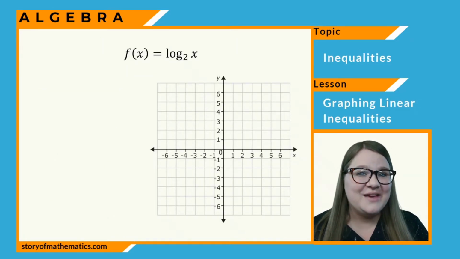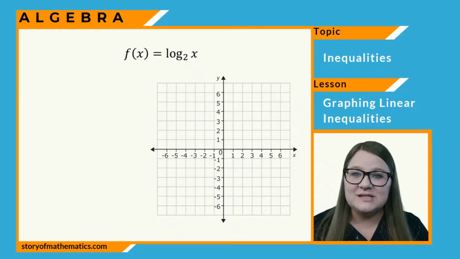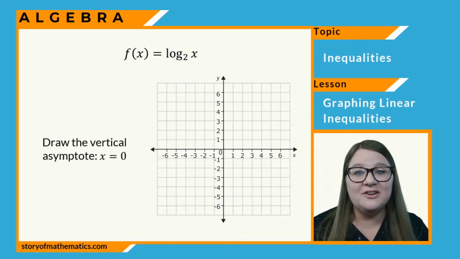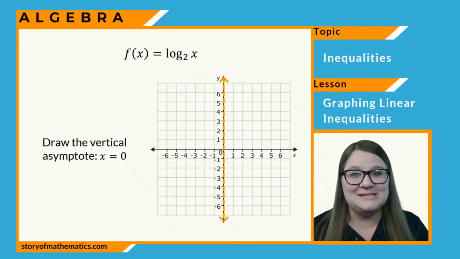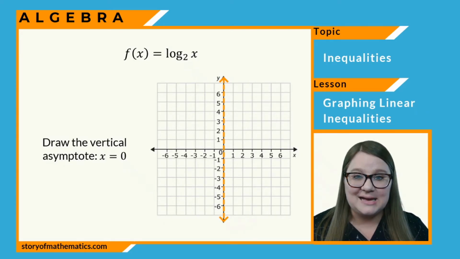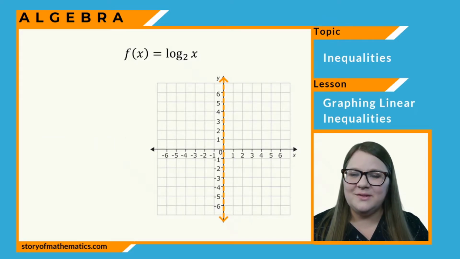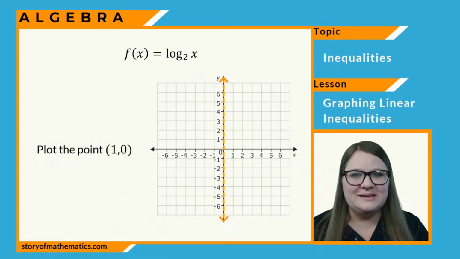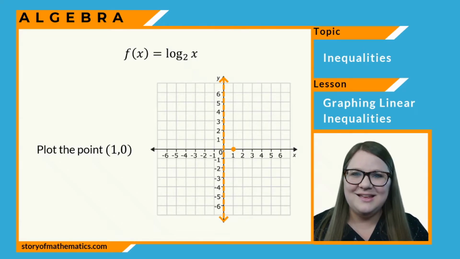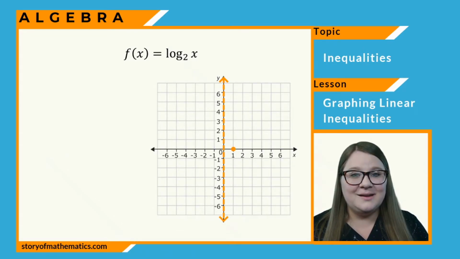Let's take a look at this example. If I have log base 2 of x, the first thing I want to do is graph that vertical asymptote at x equals 0. Notice that I draw this with a dotted line because it represents an asymptote, which means I will not touch it. All right, now I'm going to plot some points. So remember, the first point I will always plot is (1, 0). So that is what that looks like.